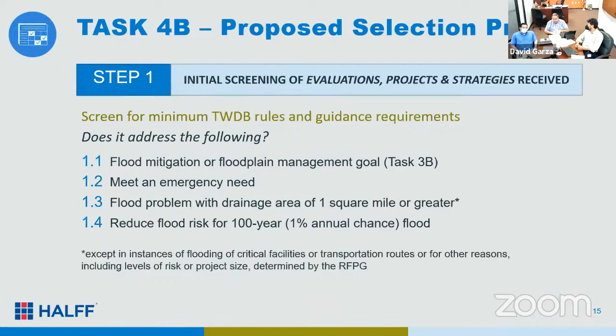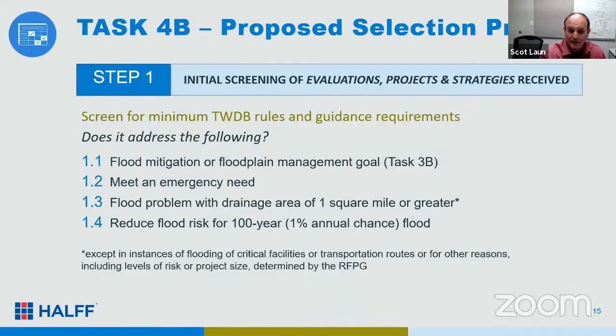According to what we have on the page as presented, you see the asterisk on 1.3, right? And the asterisk refers to except in instances of flooding of critical facilities or transportation routes, or for other reasons, including levels of risk or project size, which means that gives us the ability to make an exception, right, Christina or Scott? That is correct. It says determined by the group. So you would have that ability and the opportunity to do that in a situation that you would describe if that came to a significant flood risk.